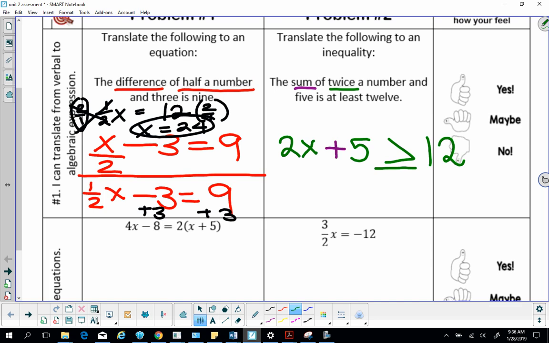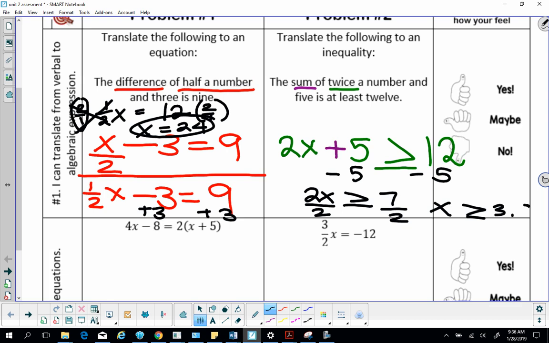So make sure we remember that word, at least. Now, how would I get x by itself? How do I move that 5 to the other side? Subtract 5, and you get 2x is greater than or equal to 7. Then what do I do? Divide by 2. You end up getting x is greater than or equal to 3.5.